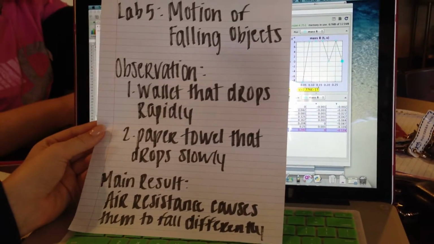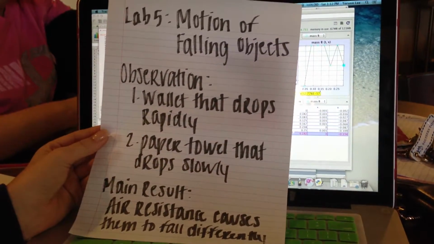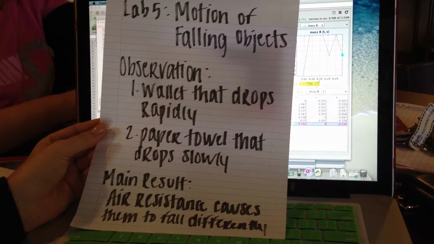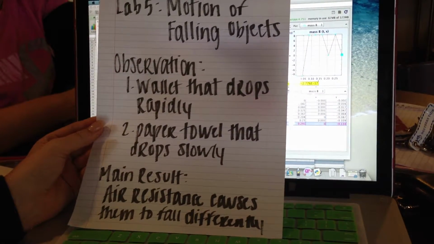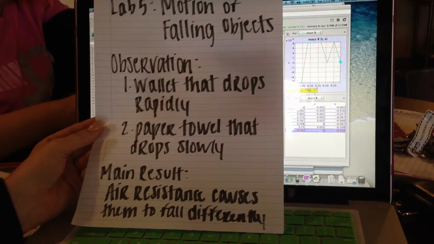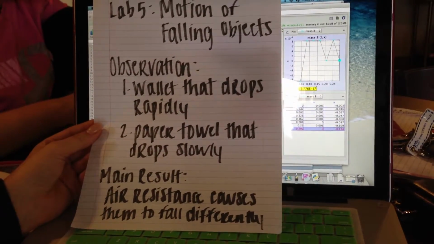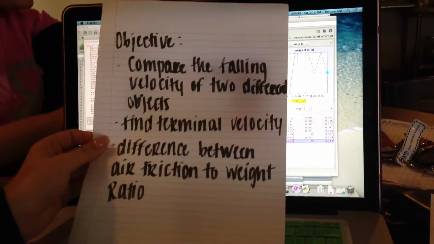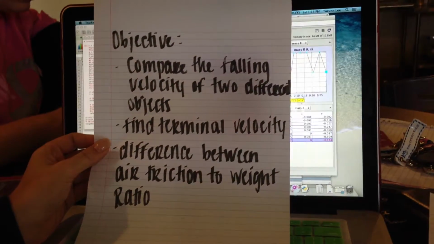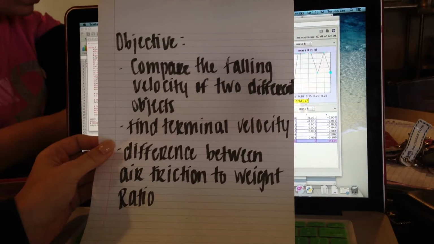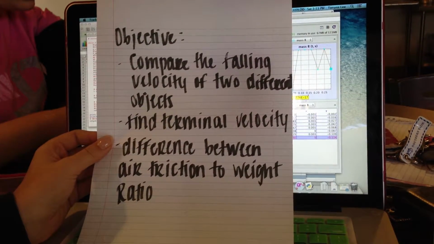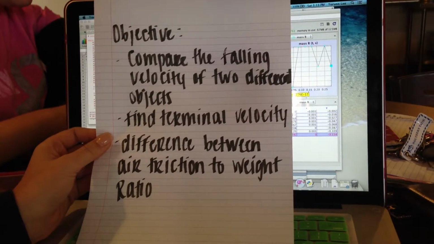My first observation was to watch a wallet that dropped rapidly and then to drop a paper towel that dropped slowly. The main result that we're trying to prove here is that air resistance is going to cause them to fall differently based upon their mass ratio. Some other objectives we're trying to look for is to compare the falling velocity of the two different objects. With this, we can find the terminal velocity and the difference between our air friction to weight ratio.